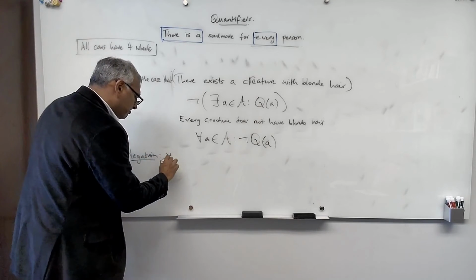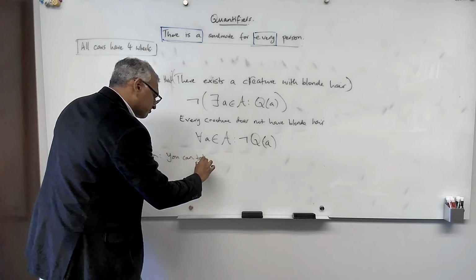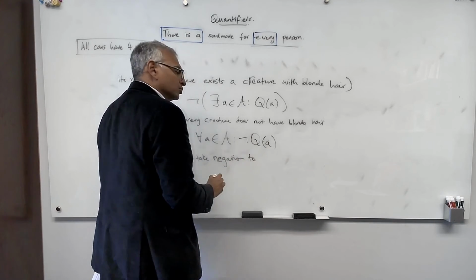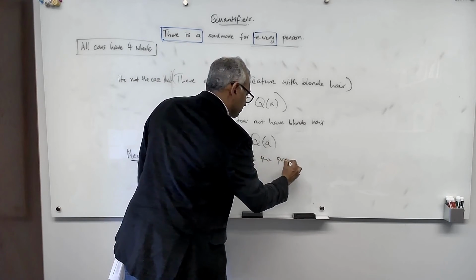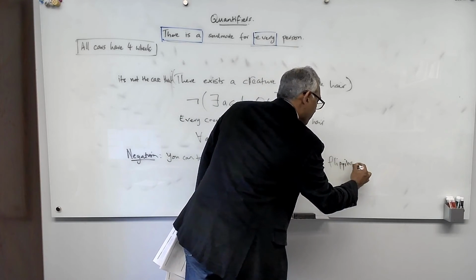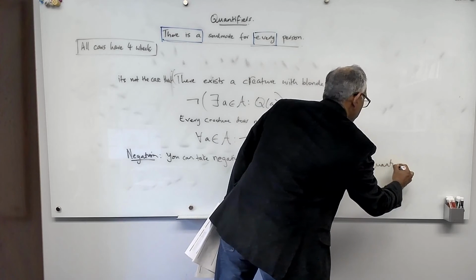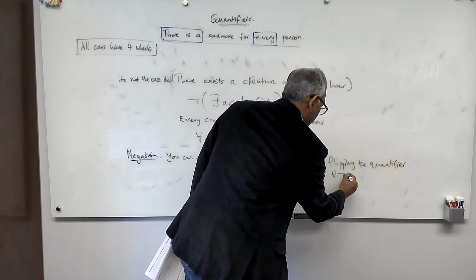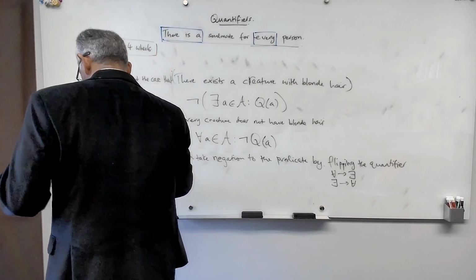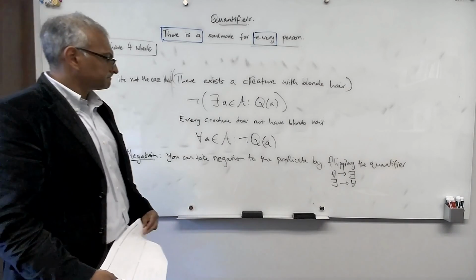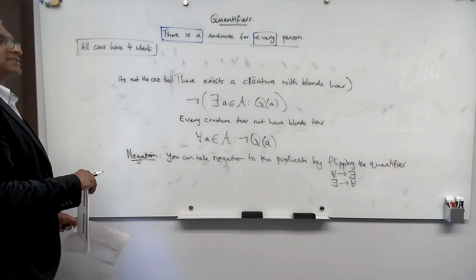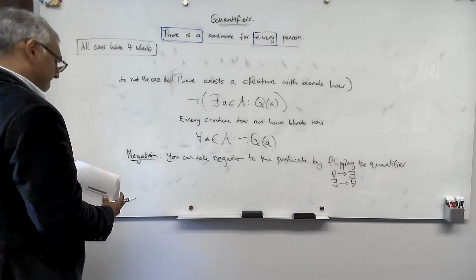You can take negation to the predicate by flipping the quantifier. So by flipping we mean for all becomes there exists and there exists becomes for all. Okay. So, just some practice with quantifiers.